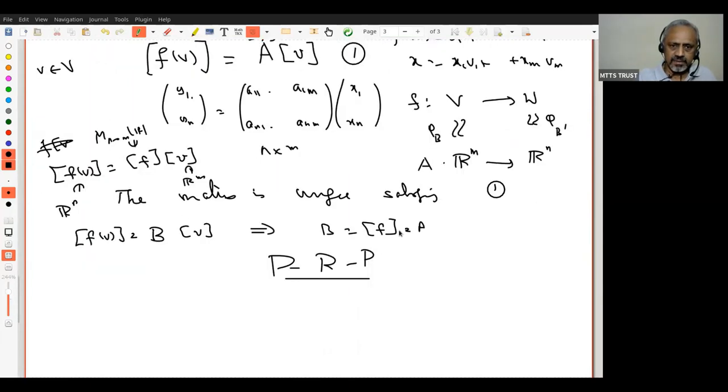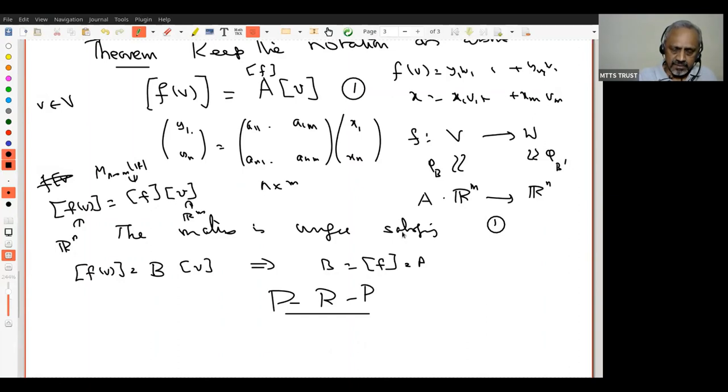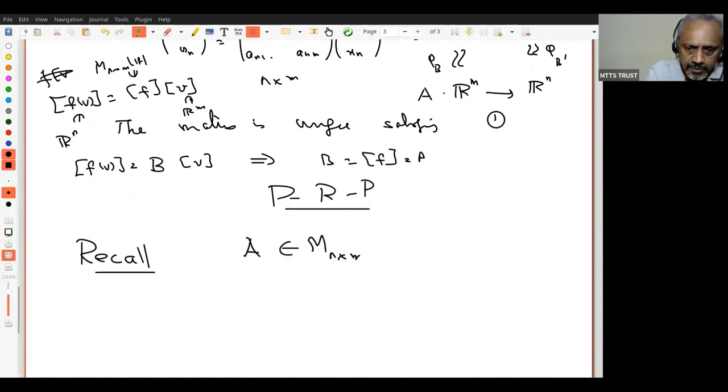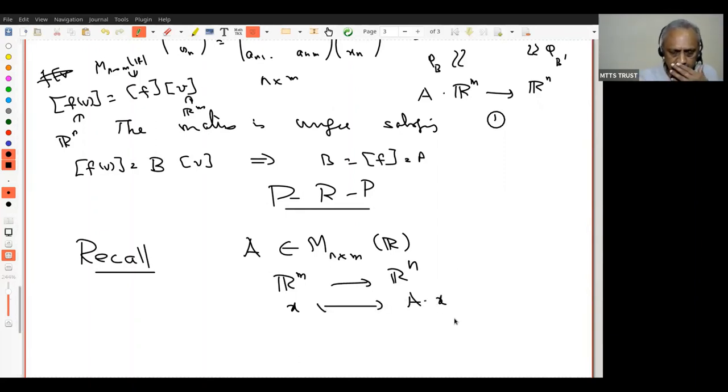Okay. This is trivial. There is nothing for us to prove. It is essentially what we have already seen. So let me just recall. Suppose A belongs to n cross m of R, then I have a linear map from Rm to Rn, namely x going to, this is a column vector, this goes to the product of these matrices, right? This is a linear map you had already seen.